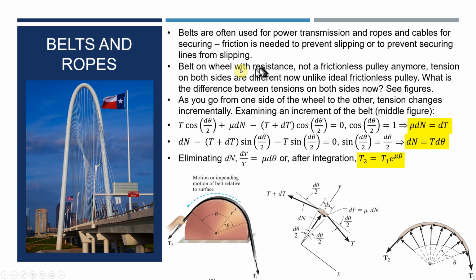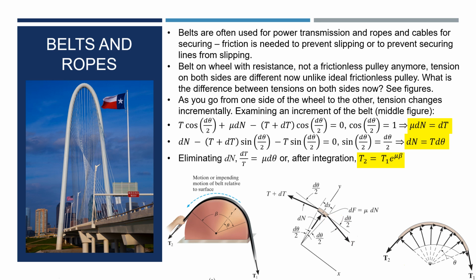If there is resistance, it's not a frictionless pulley anymore. So there will be differences in tension between the two sides, T1, T2, two different tensions as you go from one side of the wheel to the other. So we look at this free body diagram of a little increment of the belt right here, and we analyze that.